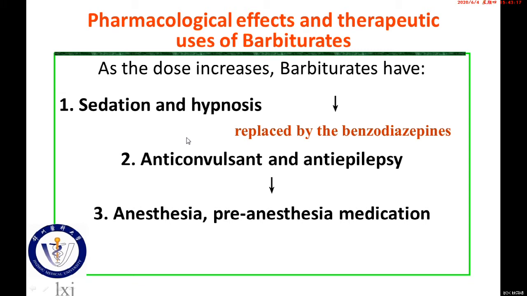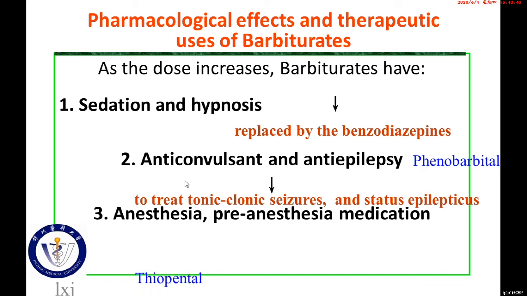This is a big difference from barbiturates. As the dose increases, barbiturates also have anticonvulsant and anti-epileptic effects. So this effect, till now, is also very useful in the treatment of some epilepsy seizures. Like phenobarbital can be used to treat tonic-clonic seizures and status epilepticus.